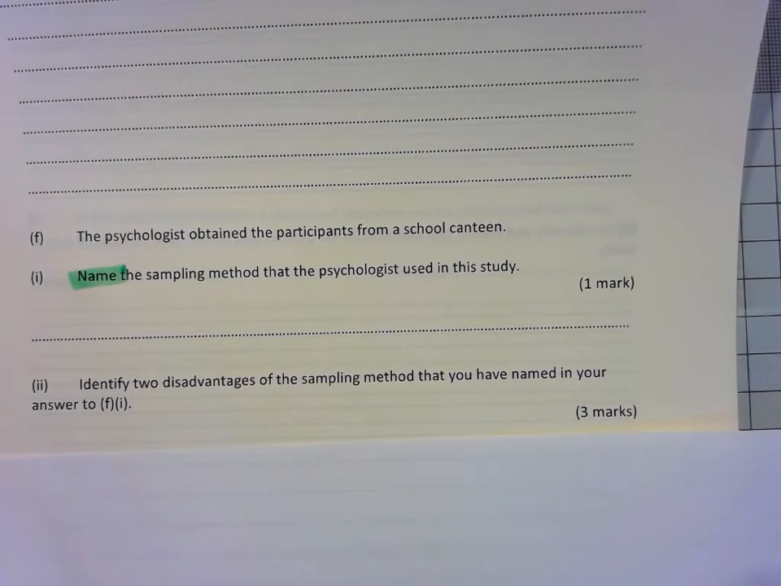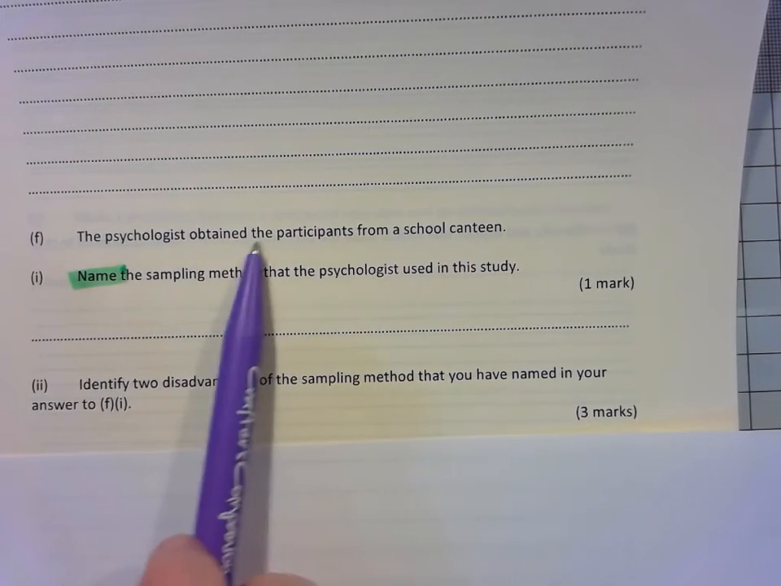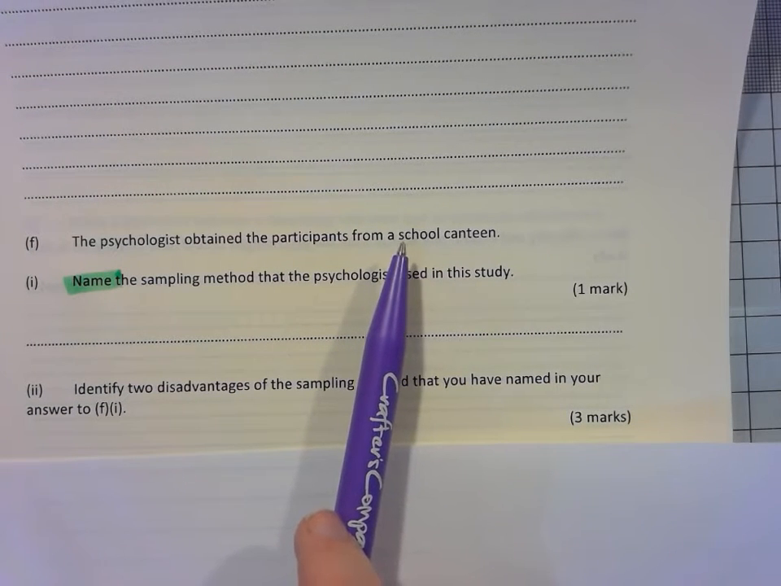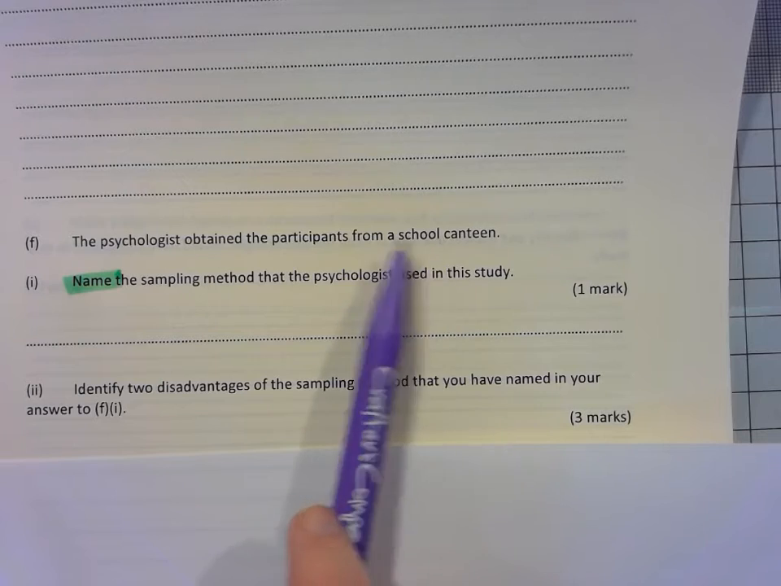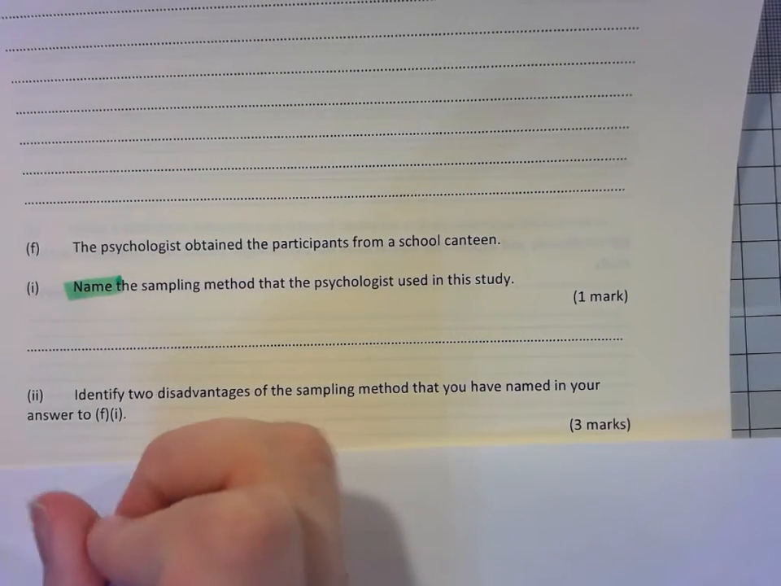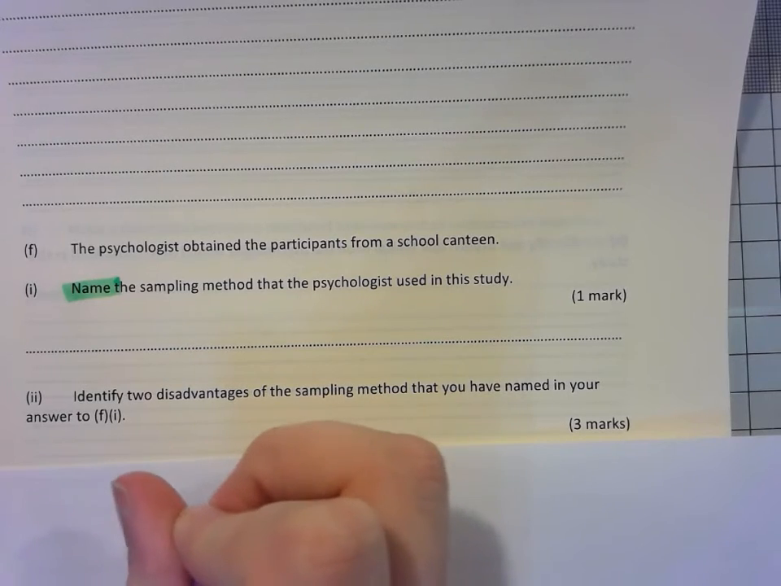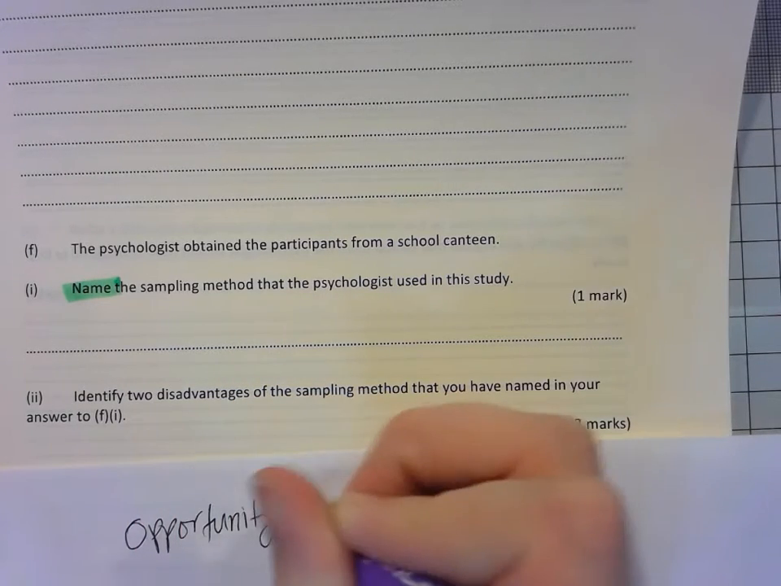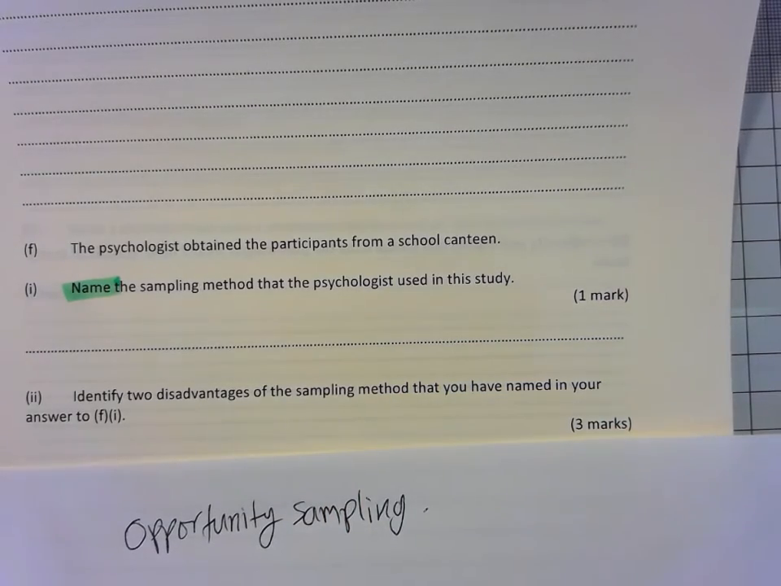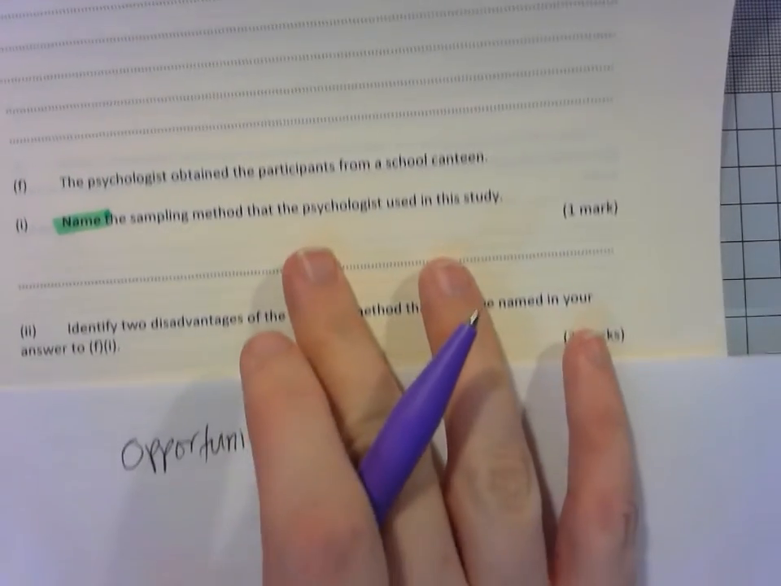I don't even have to look at the stem for this one. She's obtaining them from the school canteen. So when I see that, I think she's taken the opportunity of the school canteen area. So this is opportunity sampling. Nice bit of mark there.